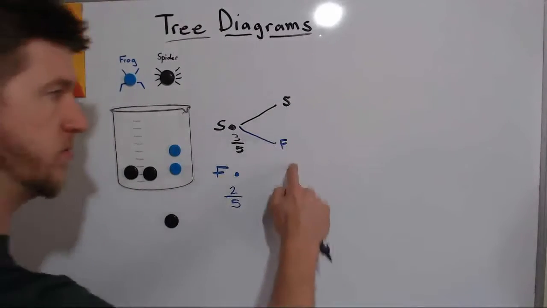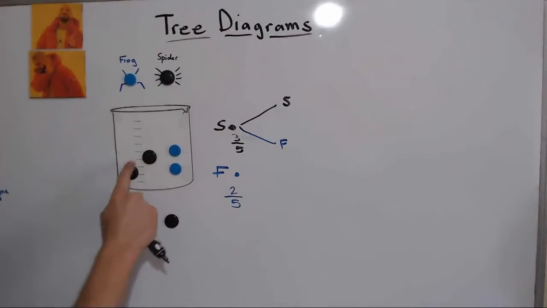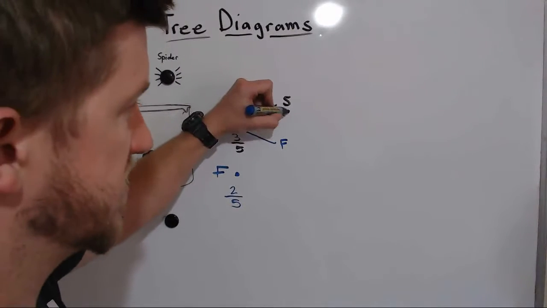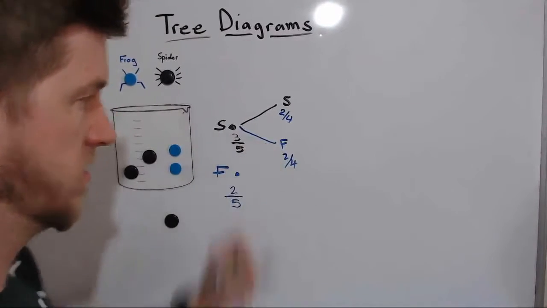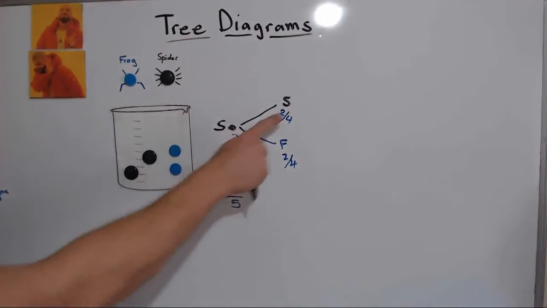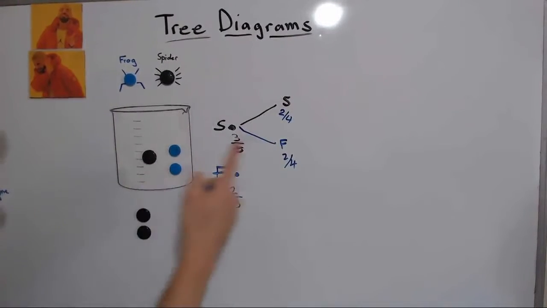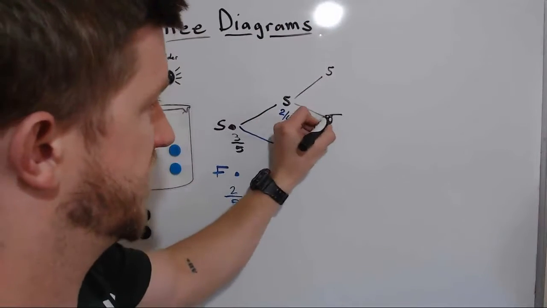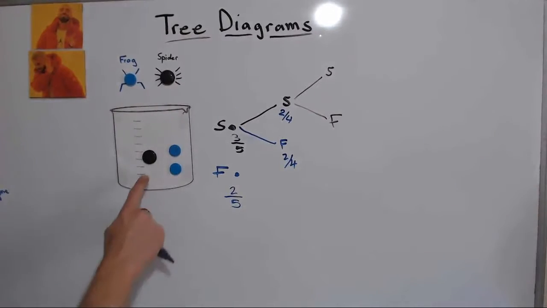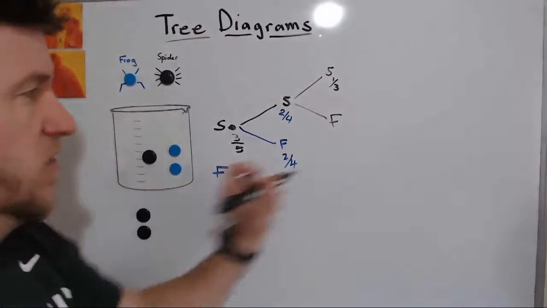Now I look at the probabilities of these 2 branches. From this point, if I had a spider, there's 2 of them out of 4, so I would just call this a 2 in 4. The frog, exactly the same, 2 in 4. I can go once more. Let's say I drew the spider out the second time. Now I've still got 1 more spider, so I can still have another spider option, but I could also have a frog option.